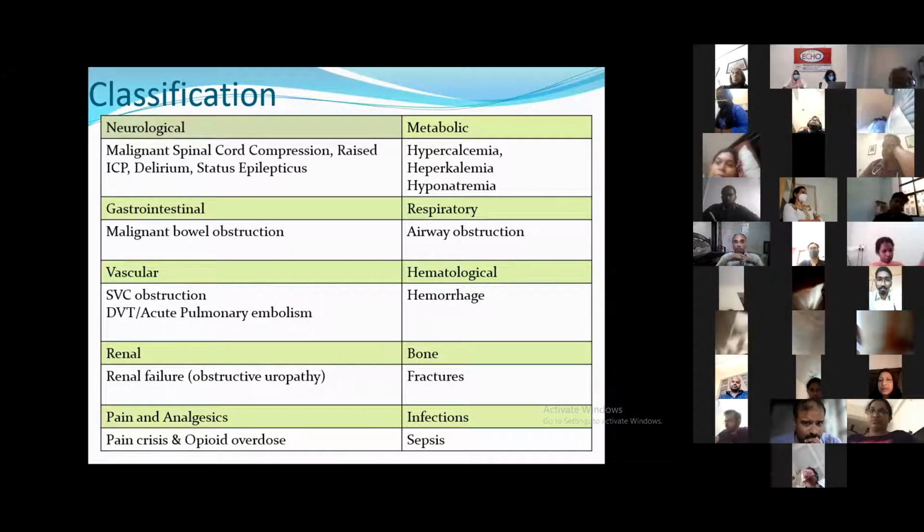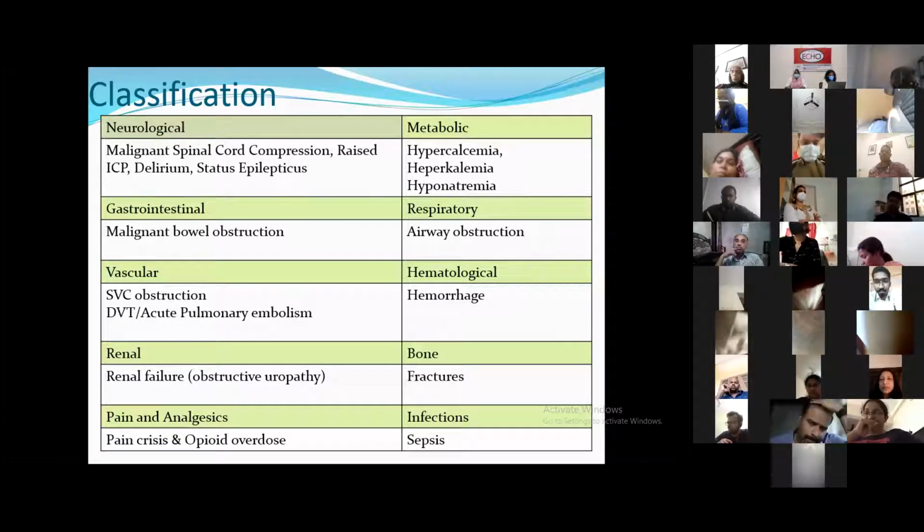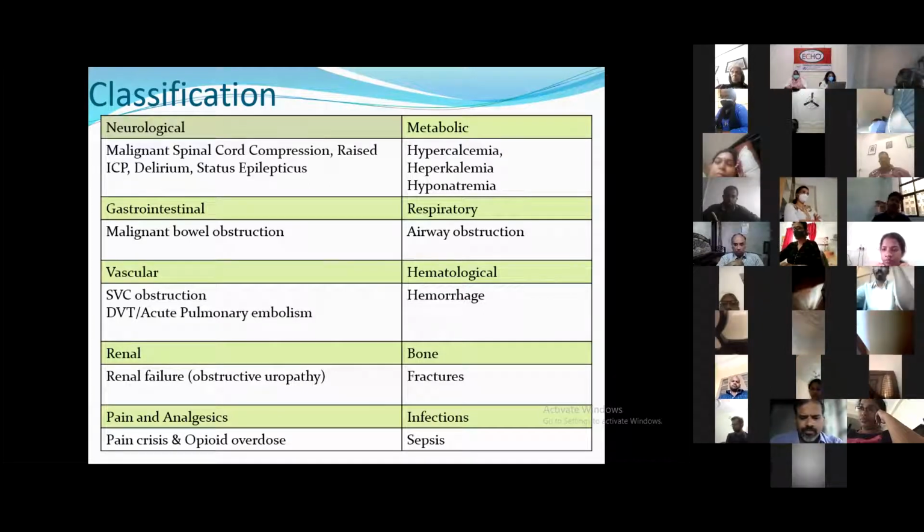In metabolic emergencies, these are common. That might be any metabolic derangement, but in our group of patients the highest prevalence is for hypercalcemia, hyponatremia, and hyperkalemia. We may get some gastrointestinal emergencies like malignant bowel obstruction, in all the solid tumors who have peritoneal involvement, or the primary GI malignancy. Those kinds of malignancies can present with malignant bowel obstruction. And some of our emergencies are respiratory.